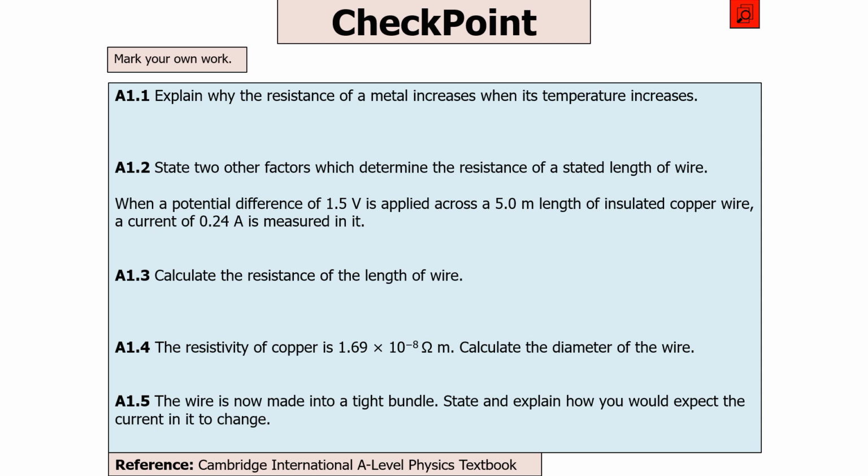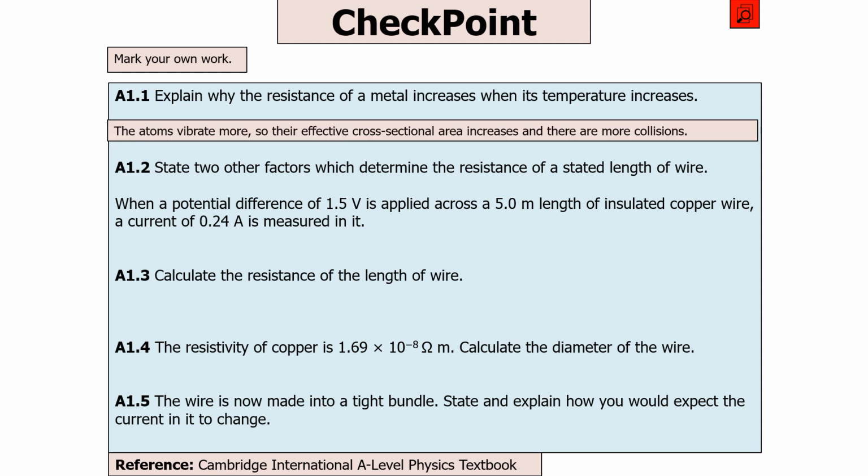So as we said before, when the temperature increases, the atoms vibrate with a greater amplitude, so therefore there are more collisions per second. That increases the resistance. Now the other factors that affect resistance include the cross-sectional area, the length and the material of the wire.